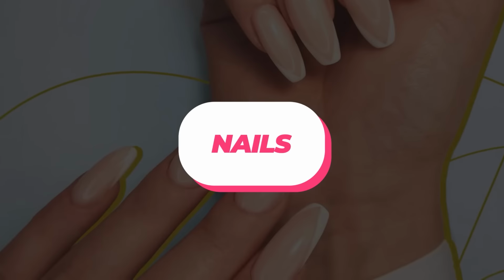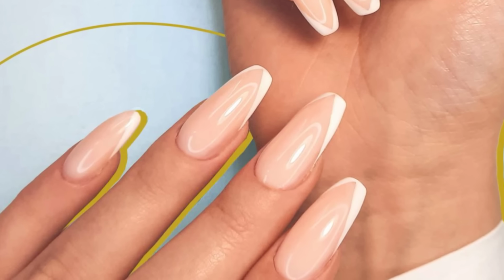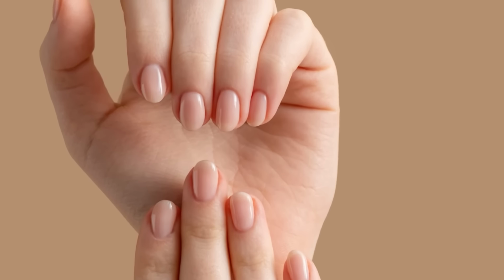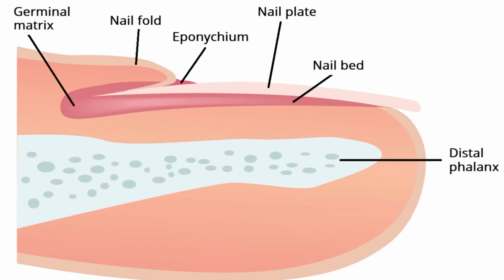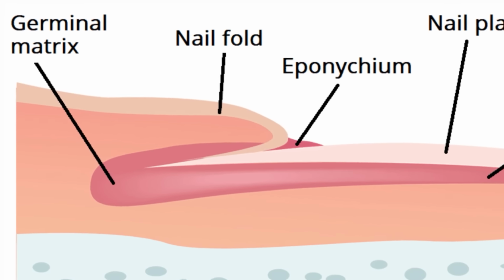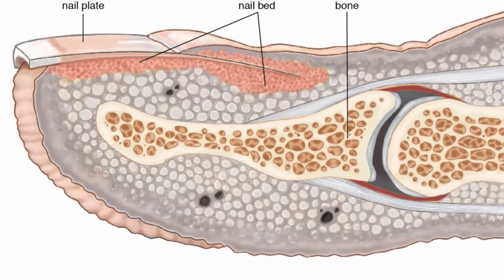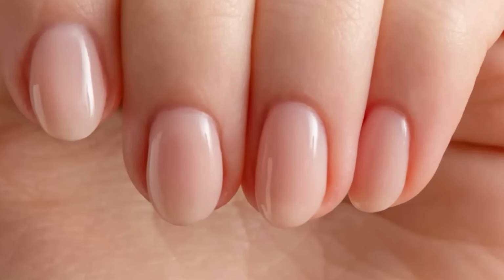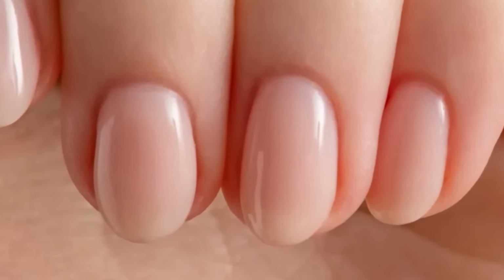Nails. Nails are made up of keratinized cells and protect the tips of the fingers and toes. They also aid in grasping and manipulating objects. Nails are formed in the matrix, which is the base of the nail, and are pushed forward as new cells form. The nails are composed of several layers of hard, compacted keratin, a protein that makes up hair and other parts of the body. Nails also have a pink color due to the presence of blood vessels in the underlying skin.